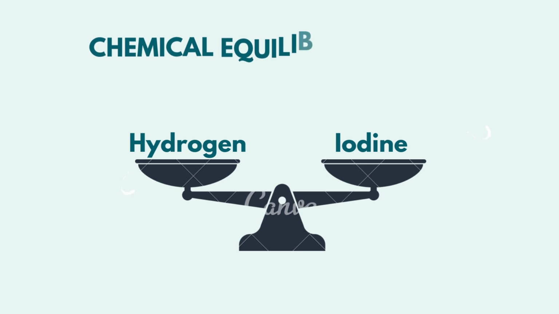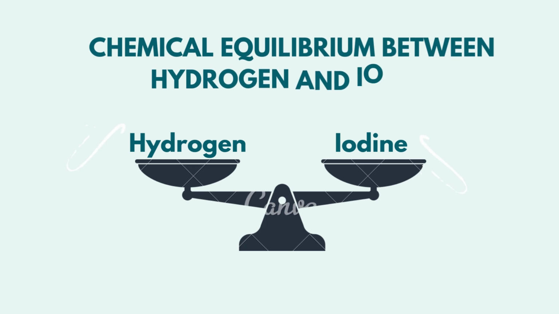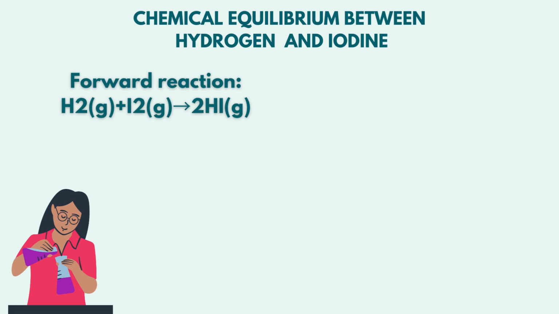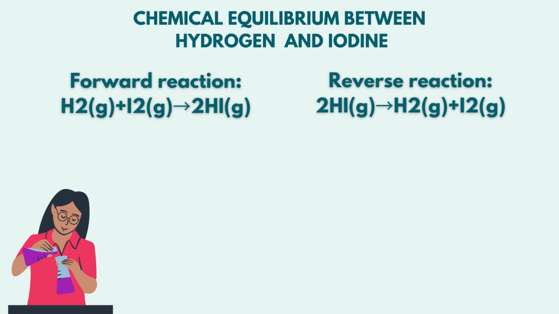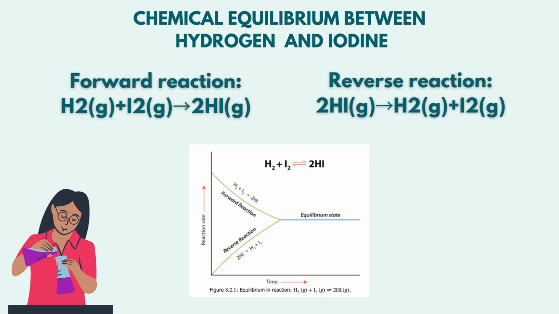A really good example of a chemical equilibrium taking place is when hydrogen and iodine gases react to form hydrogen iodide. In the forward reaction of this equilibrium, both hydrogen and iodine gases react to form hydrogen iodide. And as soon as hydrogen iodide forms, it decomposes and separates into hydrogen and iodine gas in the reverse reaction. As this pattern of reverse and forward reactions occurs slowly, the rate of the reverse reaction will increase in comparison to the rate of the forward reaction.